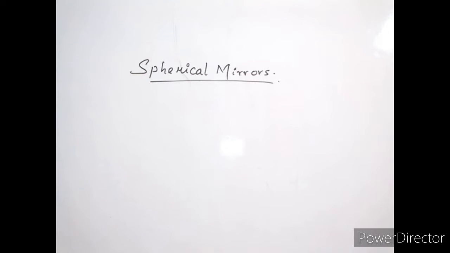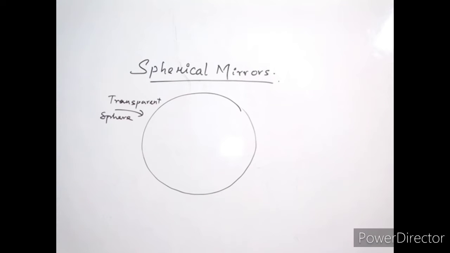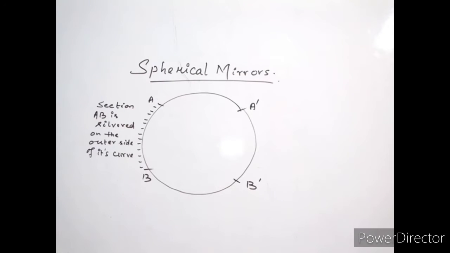Hello everyone. The second part of the Optics 2 lectures that we will be going through, we'll be considering spherical mirrors. For that we need to consider a transparent sphere, and I can consider two sections from it, that is AB and A prime B prime.